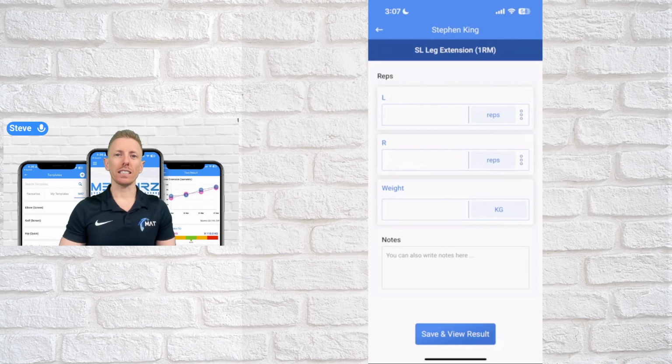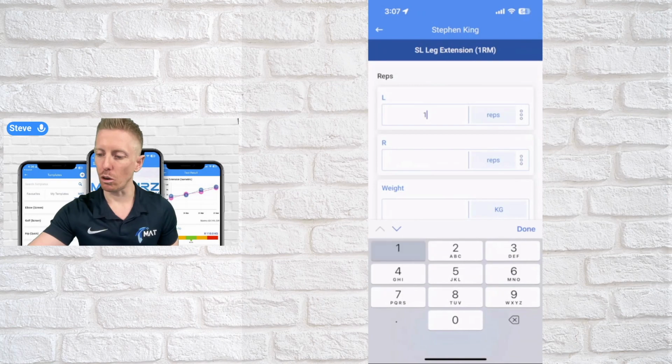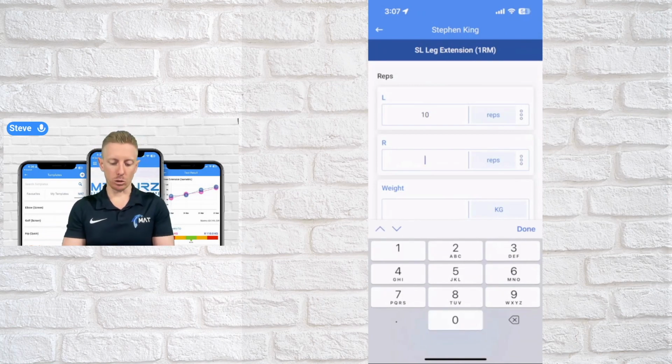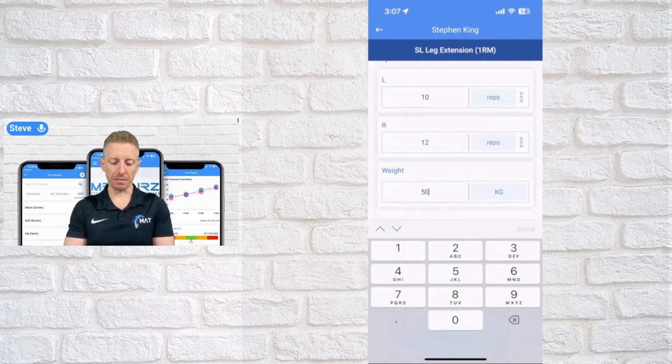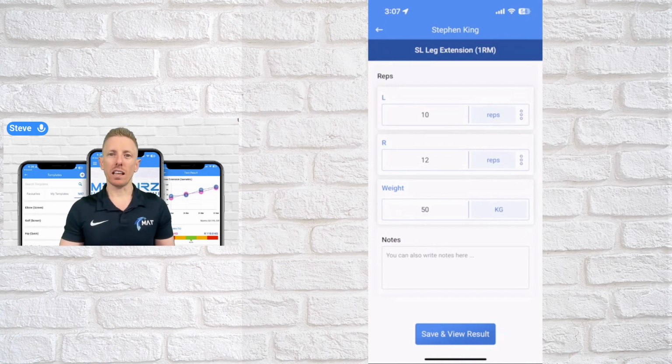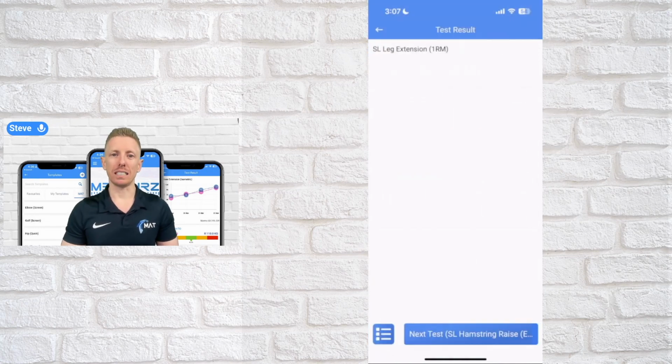So for instance, if I had someone sitting on a leg extension machine now and they could perform 10 reps on the left leg and 12 on the right, and they were moving 50 kilos, what the calculator will do is provide a value which would be hypothetically what someone could lift for 1 repetition maximum, meaning they couldn't lift any more or perform any more repetitions with that particular weight.